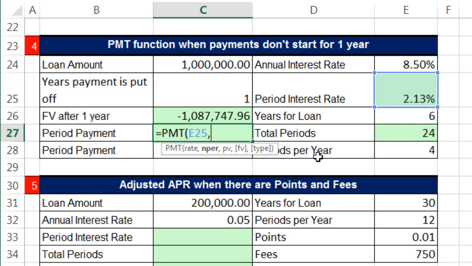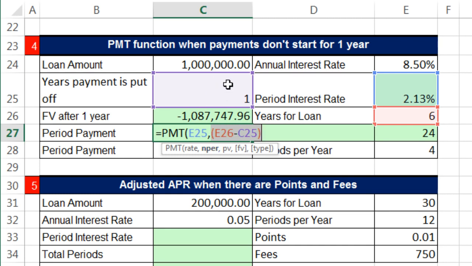And we need to take that 5 times the number 4, which represents quarter. So in parentheses, remember we're always building our formulas robustly so they update. So instead of putting a 5 there or something, I'm going to say 6 minus 1. That way, if we change that number 1, year's payment is put off to 2. This NPER right here will calculate correctly.